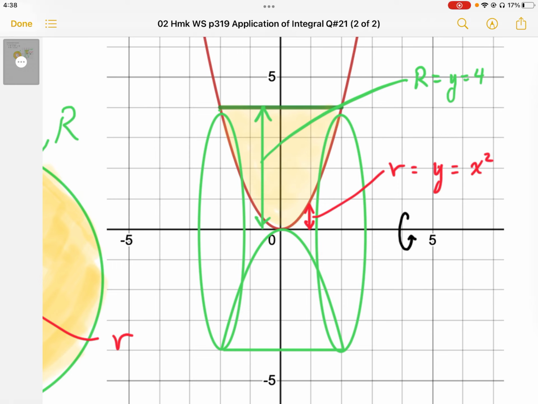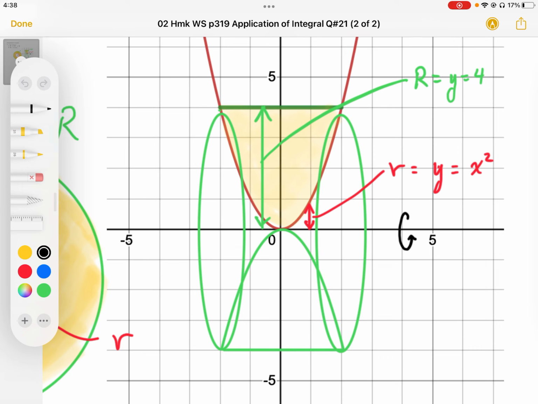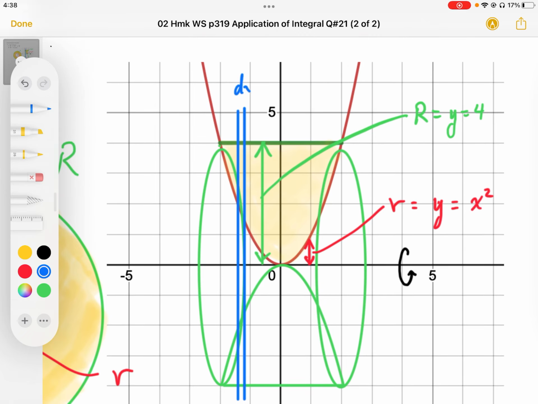So the first thing is, because we're rotating around the x-axis, we want to make sure that we're going to slice it in the right direction. So I'm going to slice it vertically here. And each one of these slices is going to generate a cross-sectional area. And we're going to have a width of dx. Okay, so that's one thing.